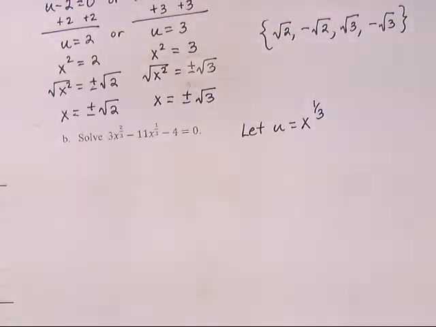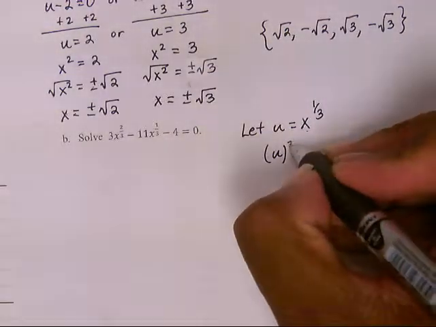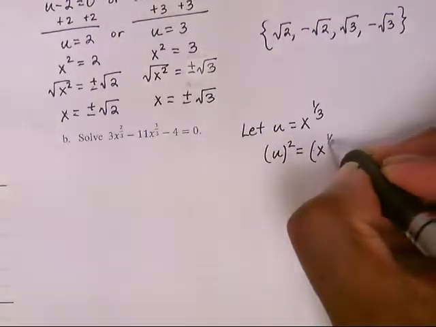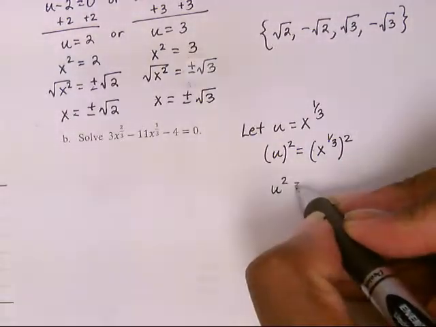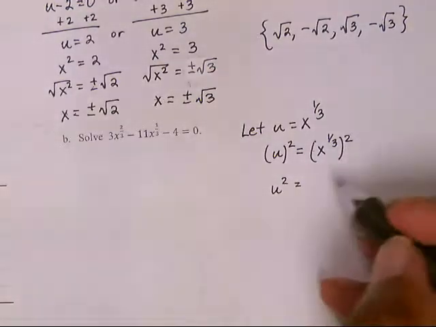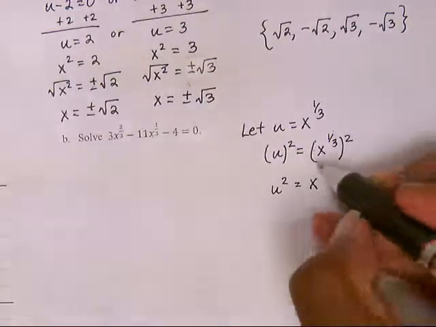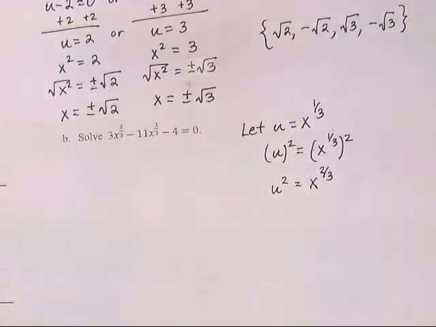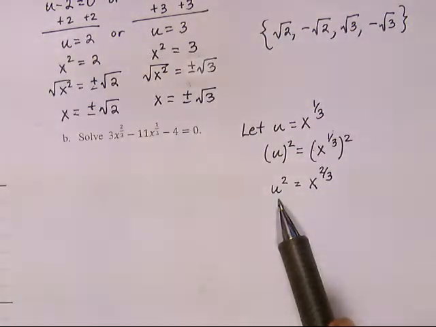Now here's what I'm going to do here. I'm going to square both sides to find out what u squared will be. So if I square both sides, u squared would be just u squared. X to the 1/3 raised to the second. Here we're going to multiply the exponents. Bring over the x. 1/3 times 2/1. That's 2/3. So this x to the 2/3 is what u squared will be.